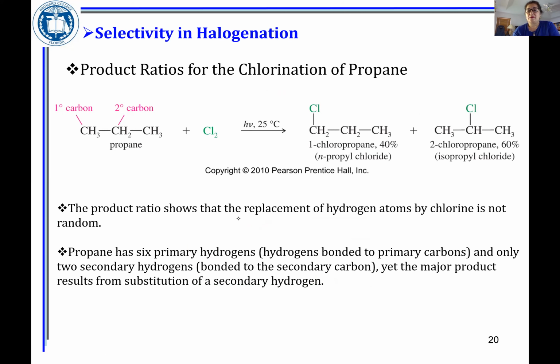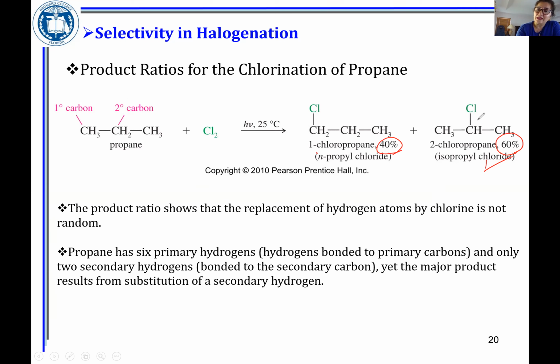Okay, so we have the difference here. We get two products. If we chlorinate propane, there is a chance that a primary carbon would be chlorinated, or a secondary carbon would be chlorinated. If you look at the value of 60% versus 40%, what does it say? It says that chlorination on a secondary carbon is faster than the primary. That's why you're getting a higher percentage of the chlorination.